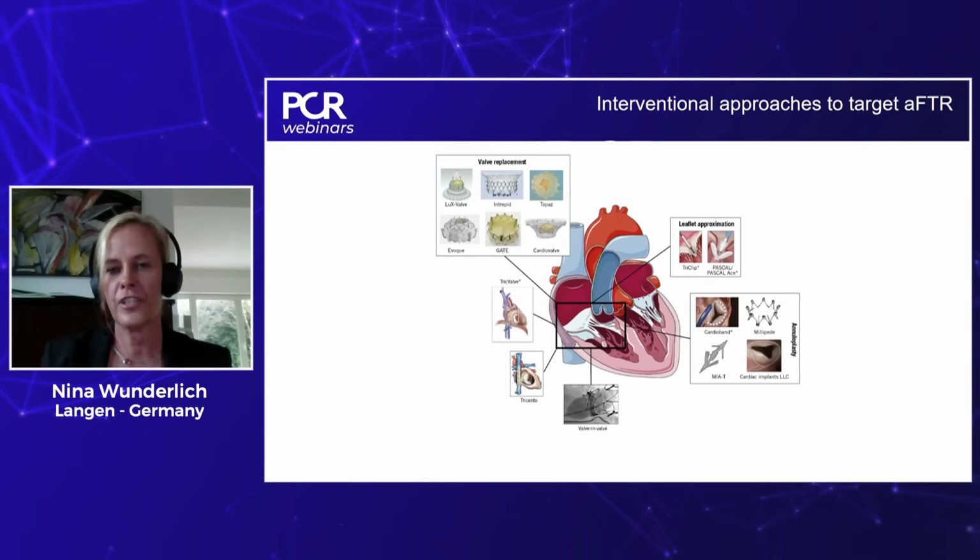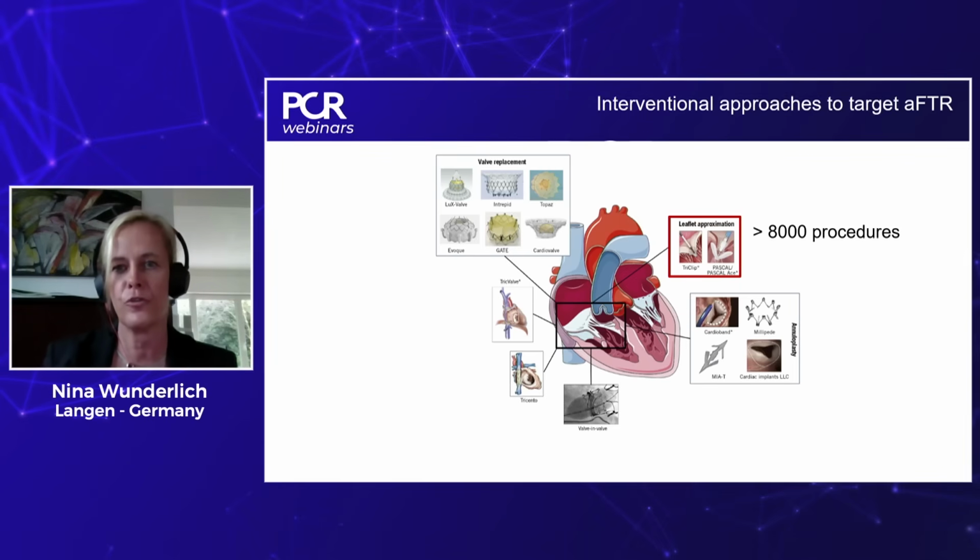So what kind of treatment options do we have? First of all, and this was already shown by Professor Sitges, we have the leaflet approach, edge to edge. We have 2 devices available. Just to give you an impression, over 8,000 procedures worldwide are performed with a leaflet approach on the tricuspid valve. The next approach we have available is the annuloplasty, and about 800 procedures are performed worldwide.